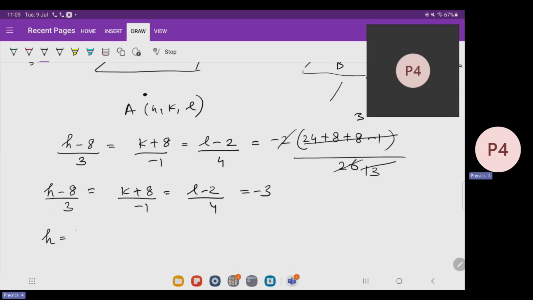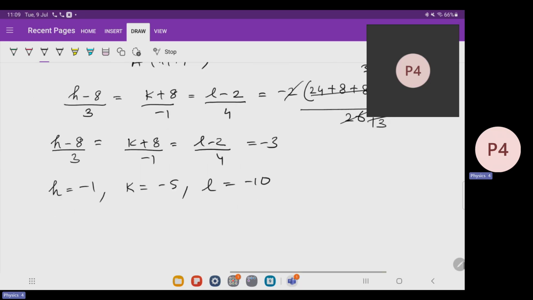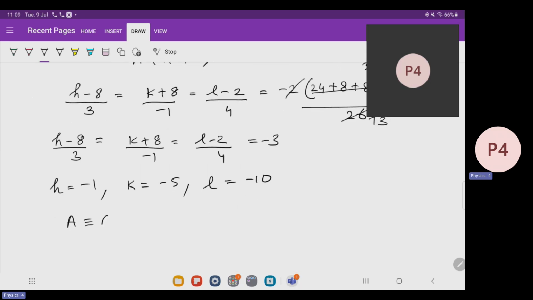So what would be h? Minus 9 plus 8, that is minus 1. What would be k? 3 minus 8, that is minus 5. And what would be l? Minus 12 plus 2, that would be minus 10. So point A is minus 1, minus 5, minus 10.